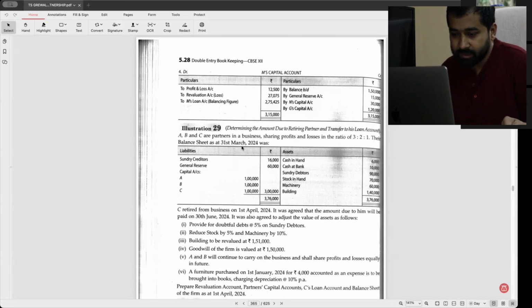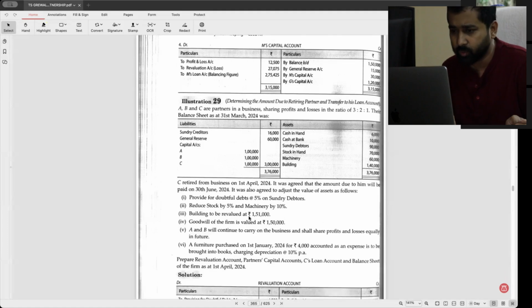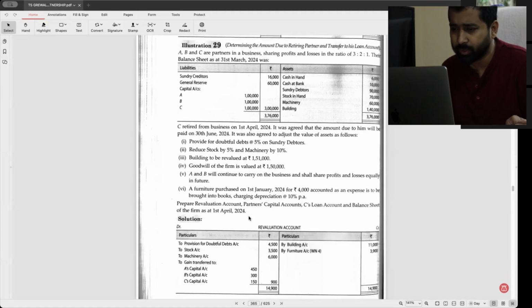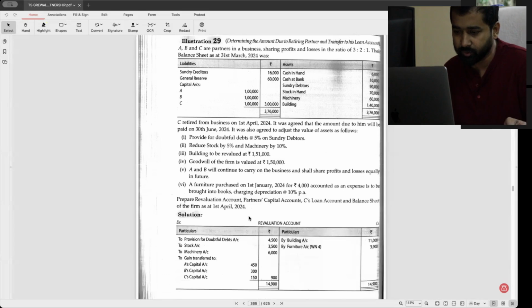Their balance sheet as at 31st March 2024 was: you could find liabilities given, general reserve given, capital given, and on this side cash in hand, cash at bank, sundry debtors, stock in hand, machinery, building given. And after that, C retired. So exactly the same way how we have learned, we are moving one by one. We will touch one by one point and finish that moment only.